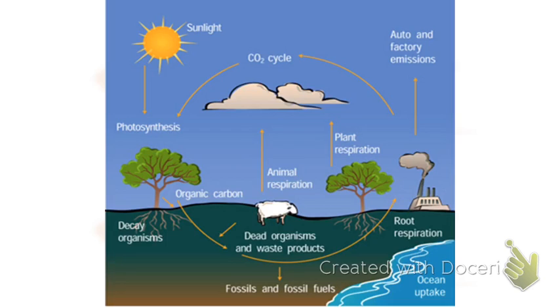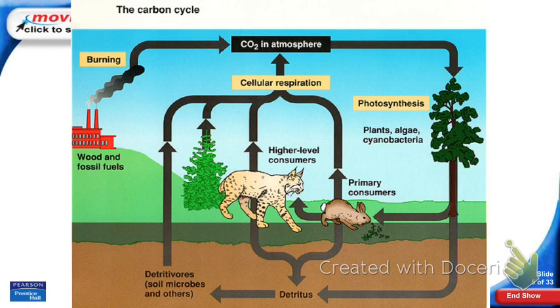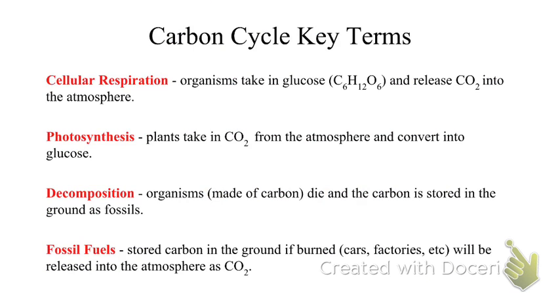So this is a really good example of what's occurring. And here are the key terms that we talked about. Cellular respiration is releasing carbon dioxide in the atmosphere. Photosynthesis takes that carbon dioxide out. When things die, they decompose. They're stored in the ground as fossils. Those fossils are made of carbon, so they can be burned. When you burn them, you release more carbon dioxide into the atmosphere.